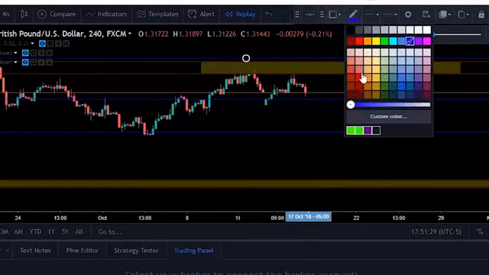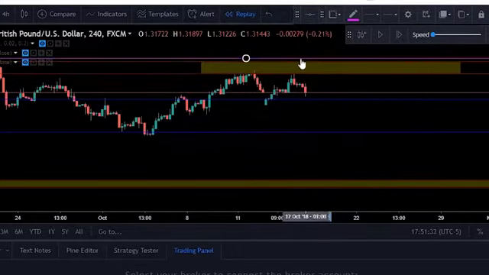And we're going to make that one, let's call that one pink. We'll do pink. That's going to be your stop loss. This pink line is going to be your stop loss, and that is a total risk of 145 pips.